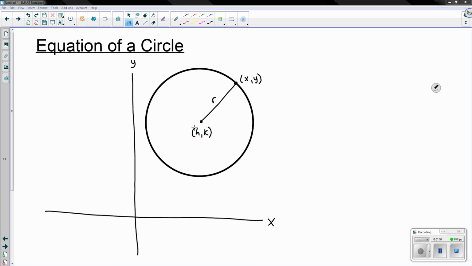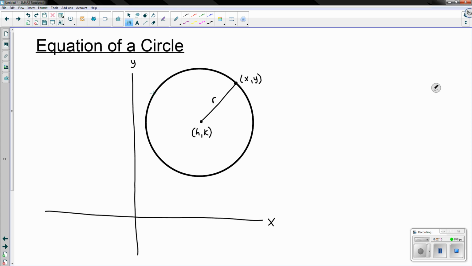Okay? However, the point xy, x and y are going to be variables because that point that I've chosen there is of no particular significance. I could have picked any other point to extend the radius to, say over here. Okay, so that point could change, and therefore it's going to remain as two variable terms within the equation.